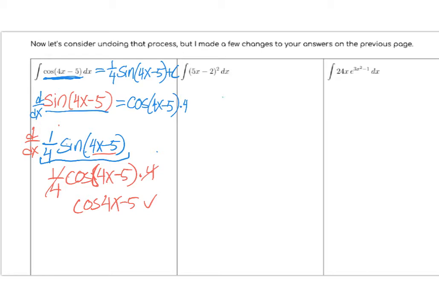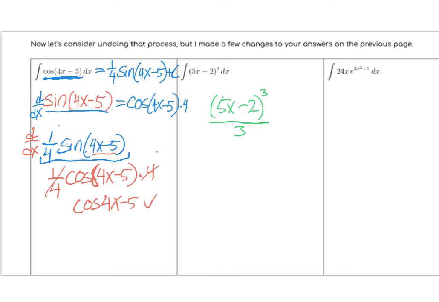Same thing going on for the next one. I'm going to start out in the same way. I know that for this function, this had to have come from something like 5x minus 2 to the third power, but I don't really know what else is going on here. This would actually be the third power divided by 3 if that were using the reverse power rule.